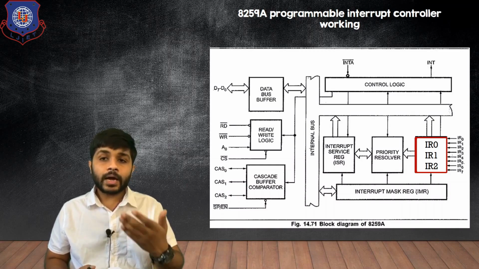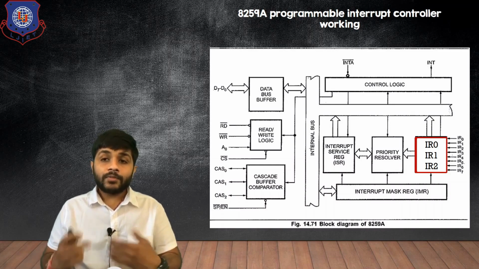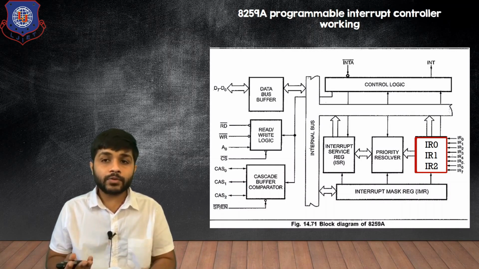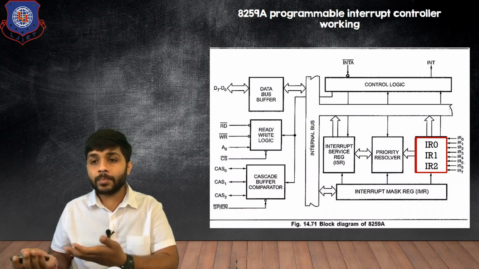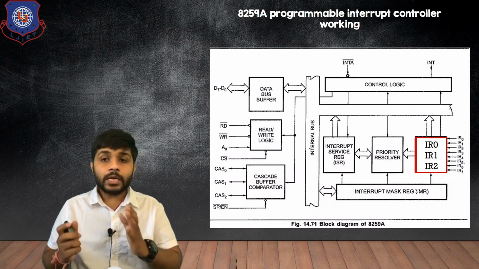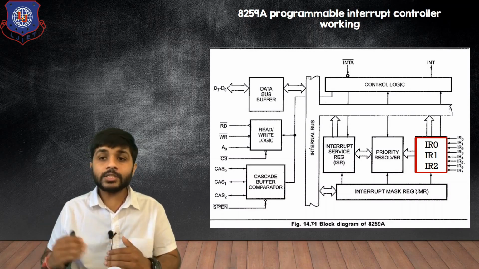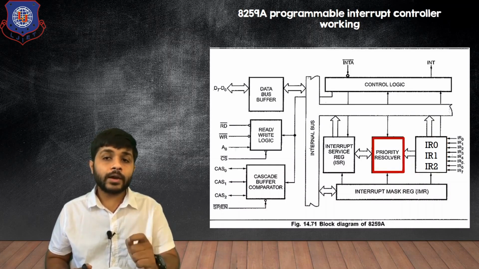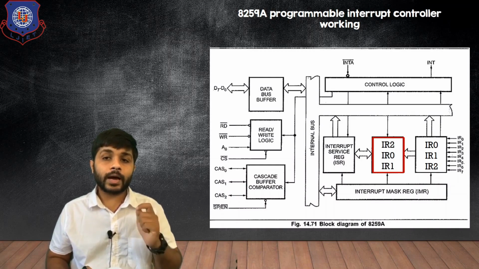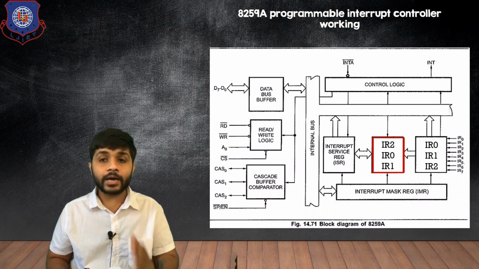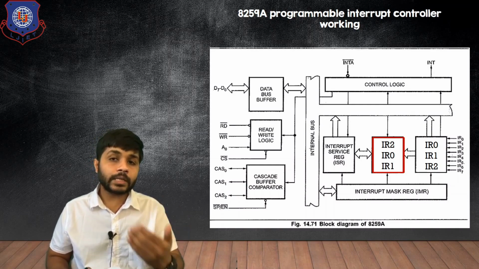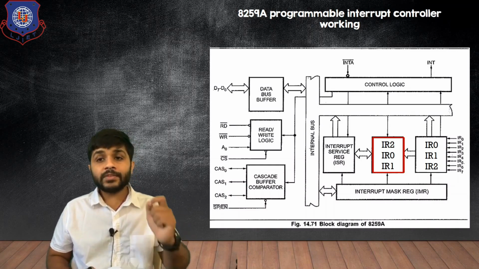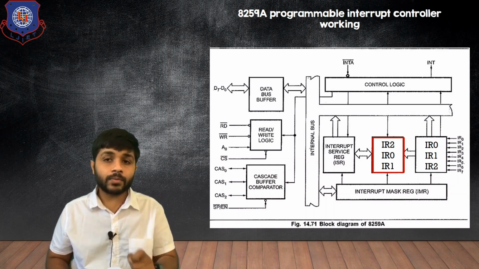After that, these interrupts will be transferred to the priority resolver. Now, IR0, IR1 and IR2 are just stored. After that, the 8259A will see the priority of the interrupts. Because we have programmed the 8259A, we have decided which interrupt has a higher priority and which has a lower priority. So the priority resolver will arrange these interrupts according to priority and store them in itself. You can see that in the priority resolver, IR2, IR0 and IR1 are stored. It means IR2 has the highest priority, IR0 is lower than IR2, and IR1 is again lower than IR0.